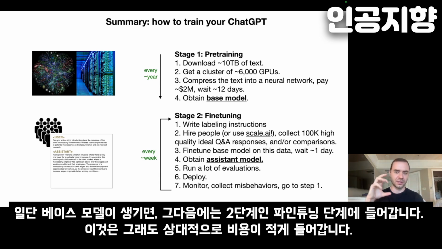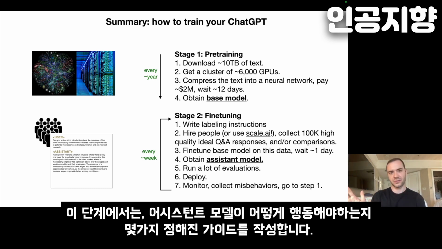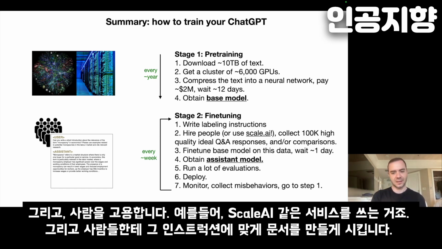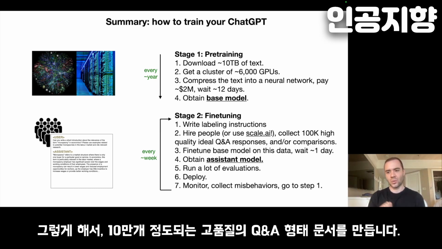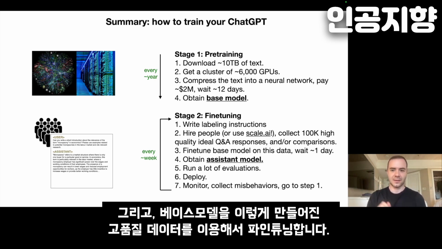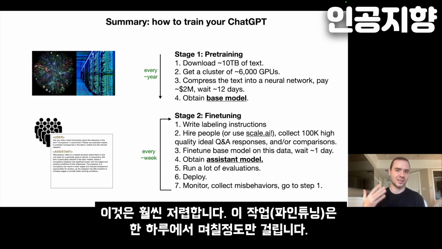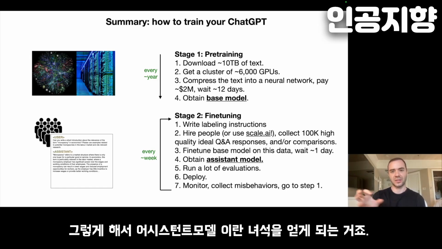Once you have the base model, you enter the fine-tuning stage, which is computationally a lot cheaper. In this stage, you write out some labeling instructions that basically specify how your assistant should behave. Then you hire people. For example, Scale AI is a company that would work with you to create documents according to your labeling instructions. You collect 100,000, as an example, high quality, ideal Q&A responses. And then you fine-tune the base model on this data. This is a lot cheaper. It would only potentially take like 1 day instead of a few months. And you obtain what we call an assistant model.